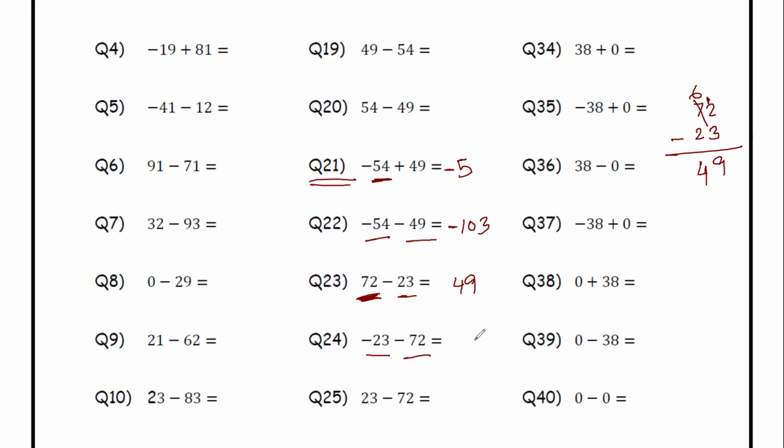Out here, both are negative, so we simply add them. It becomes 95, and because both are negative, the output is also negative. Out here, 72 and 23, we know the difference is 49, but this time 49 will be negative because the bigger number is 72 with a negative sign.